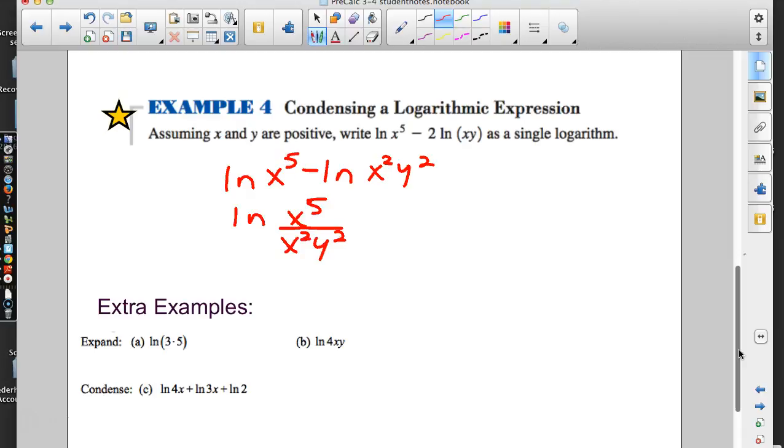Notice how we just have one natural log statement. And with this one, we can go a step further and do some simplifying. Take a couple of x's out of there. Basically, we're just canceling, or you can think of it as subtraction. 5 minus 2 is 3. And that'll give you x to the 3rd. So that is condensed. Condensing is important when we want to solve logarithmic equations, because we have to have one logarithm statement.